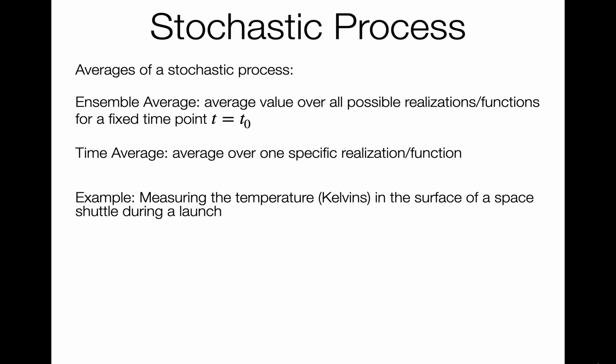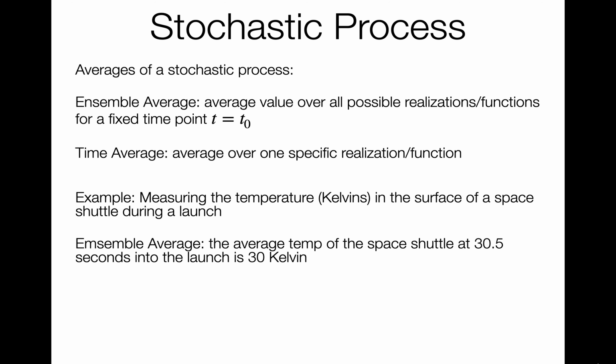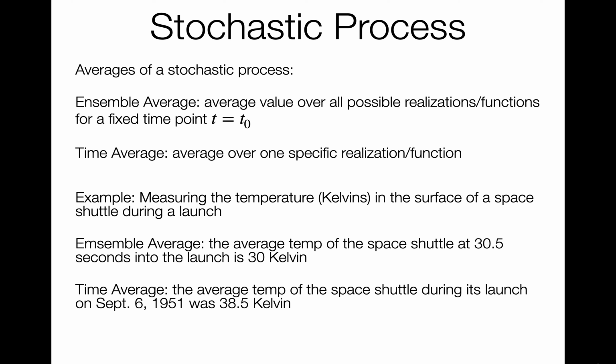As this space shuttle launches, I keep track of the temperature continuously over time. And so an example of an ensemble average would be this. It would say the average temperature of the space shuttle at 30.5 seconds into the launch is 30 Kelvin. And an example of a time average for this situation would be that the average temperature of the space shuttle during its launch on September 6, 1951 was 38.5 Kelvin.